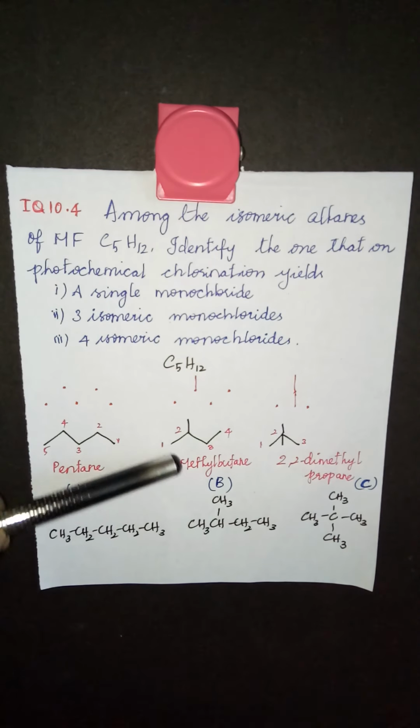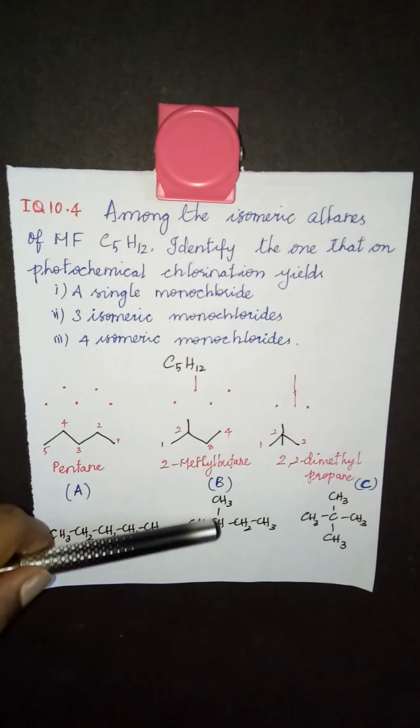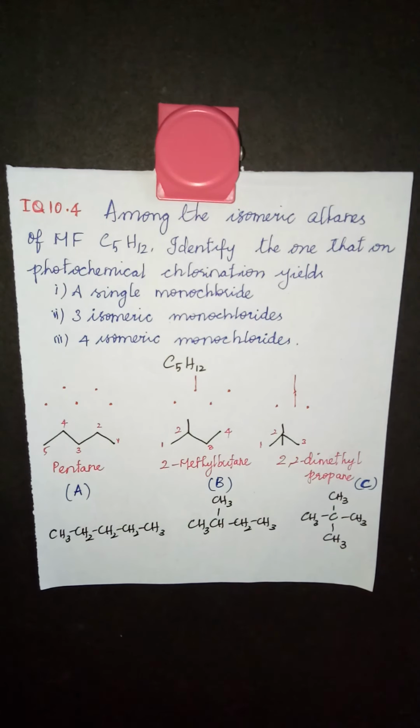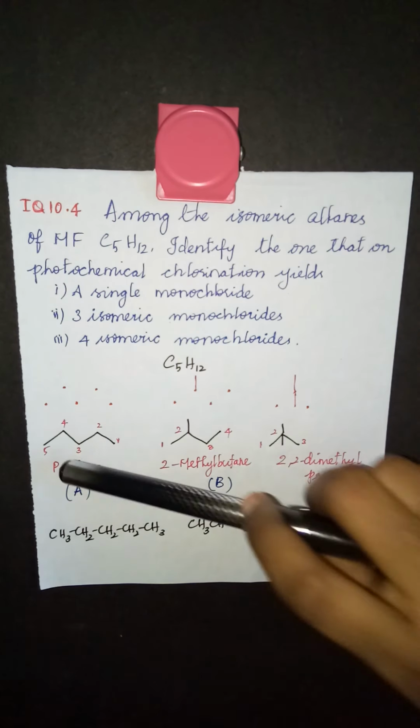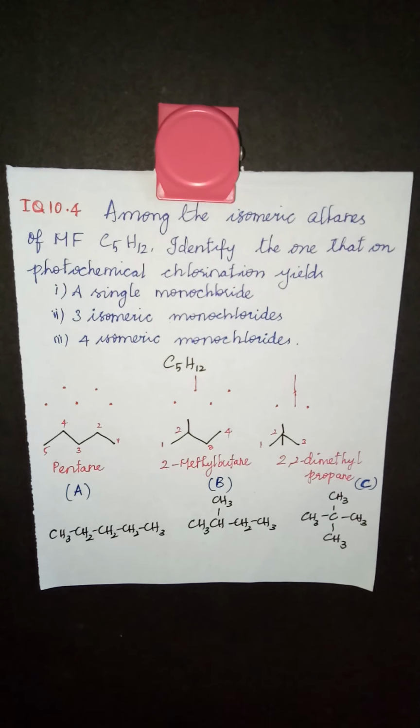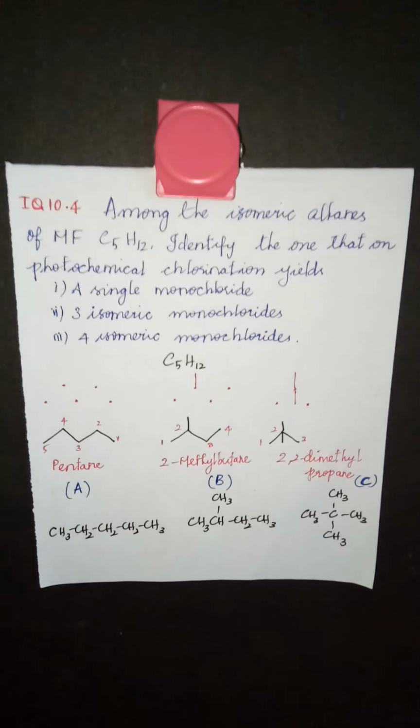So I've written it this way, and this is 2-methyl butane and this is 2,2-dimethyl propane. Now the question is, you're going to treat all these three with chlorine in the presence of UV light, which means this is undergoing photochemical chlorination. So which will yield 1 monochloride, which will yield 3 isomeric monochlorides, which will yield 4 isomeric monochlorides. So actually the question is, when you replace any of these hydrogens with chlorine, whether you get the same product or different products. Now I'll show you.